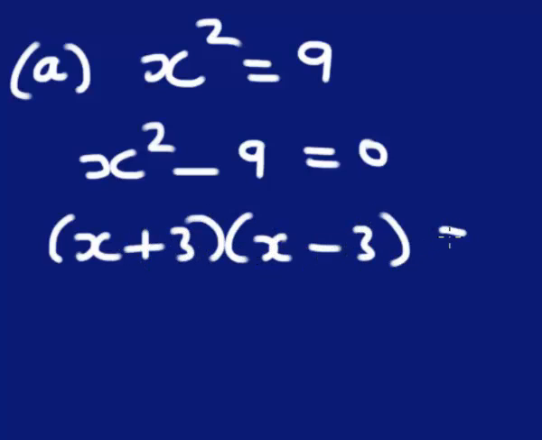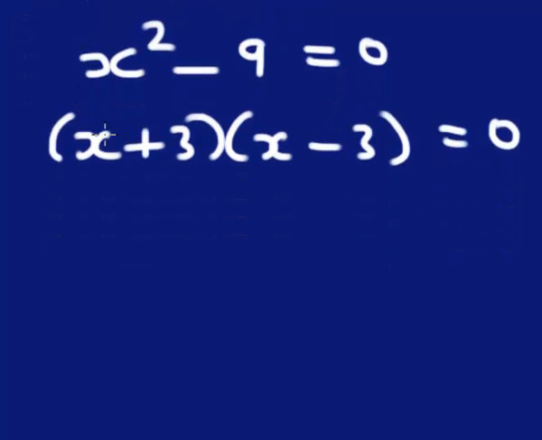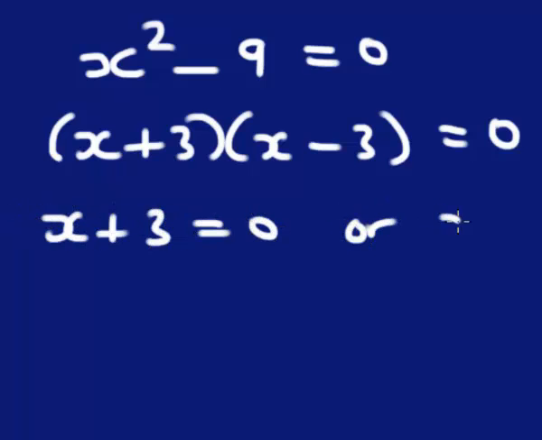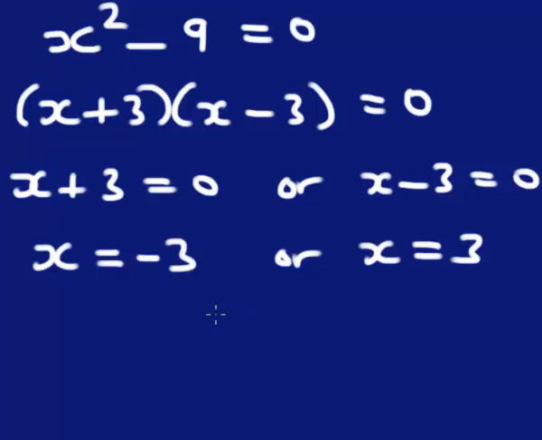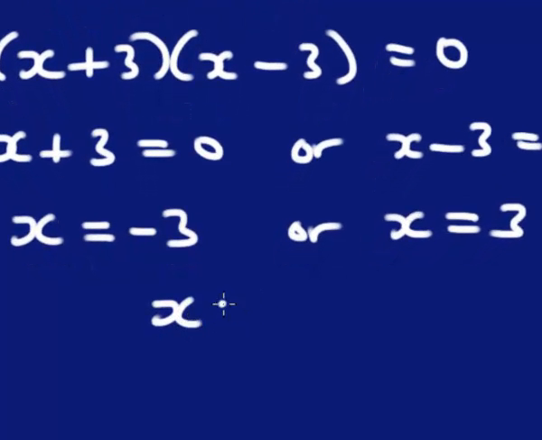Now, you can go back to the grade 10 Moby School lessons on factorization, and guess what? You'll have all of these explained in detail. Now when you get two brackets multiplied together equals naught, you break it up into two parts. In other words, x plus 3 is naught or x minus 3 is naught, so x is equal to negative 3 or x is equal to 3. We can also say x is equal to plus or minus 3.